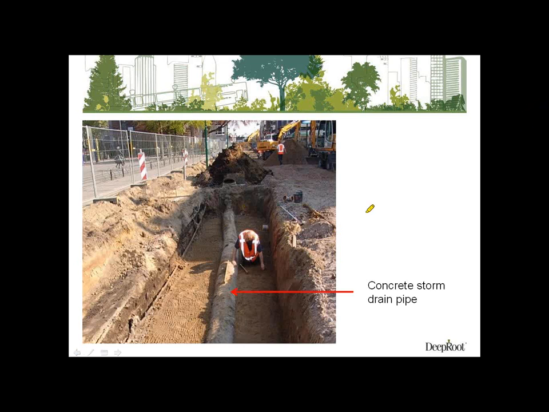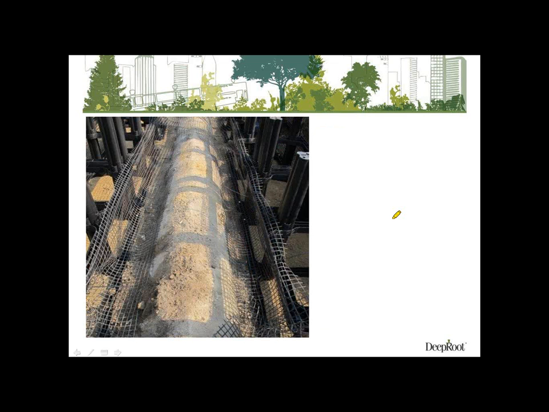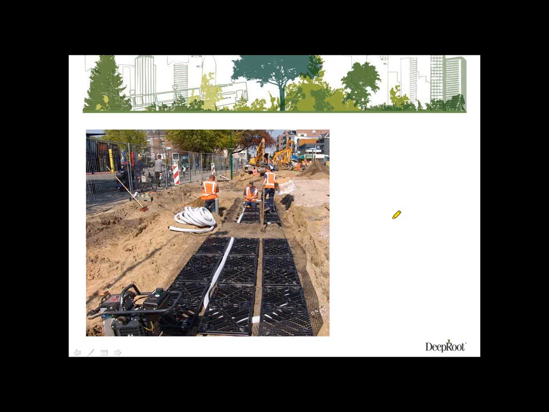So here's an example of a project like that. This is a project in the Netherlands. You can see there's a large concrete storm line that is running down the middle of where the Silva Cells are going to go. See Silva Cells installed on either side of the storm line. The geogrid runs up to the bottom of the top layer so that it's covering the first layer. Then fill material is put in there and compacted, and the second layer of cells is put over the top.